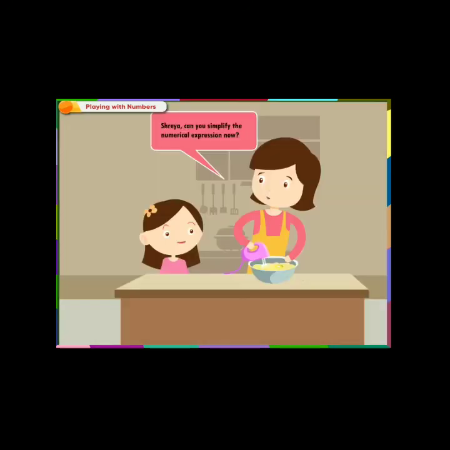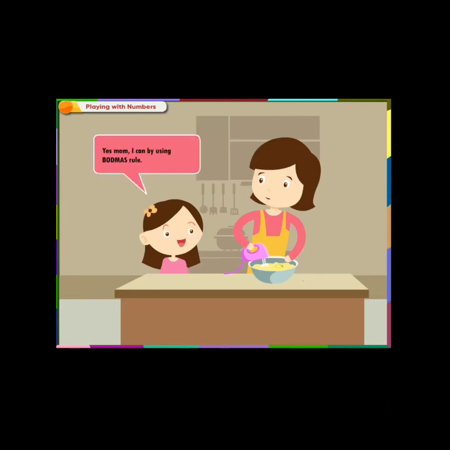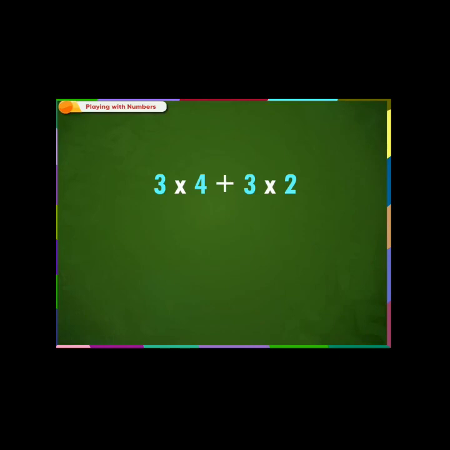Mom says, "Shreya, can you simplify the numerical expression now?" Daughter: "Yes, Mom, I can by using BODMAS rule. As per BODMAS rule, we do multiplication first and then addition. Therefore, 3 multiplied by 4 is 12, plus 3 multiplied by 2 is 6, equal to 12 plus 6, which gives 18. Thus, there are in total 18 cups of ingredients used to bake the cake."